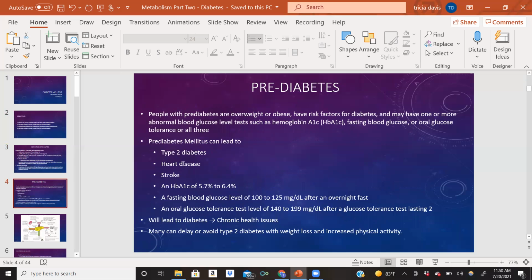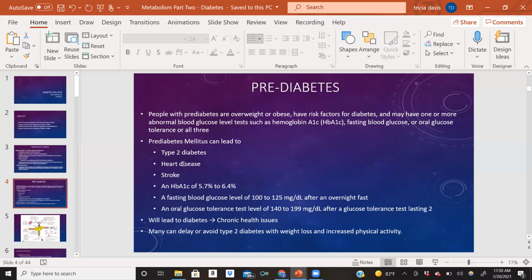So prediabetes is before you actually develop diabetes. So people with prediabetes are overweight or they're obese. They have risk factors for diabetes, and they have one or more abnormal blood glucose levels. One of the glucose levels that we can look at is called a HbA1c. The HbA1c looks at your hemoglobin over a course of 2 to 3 months.